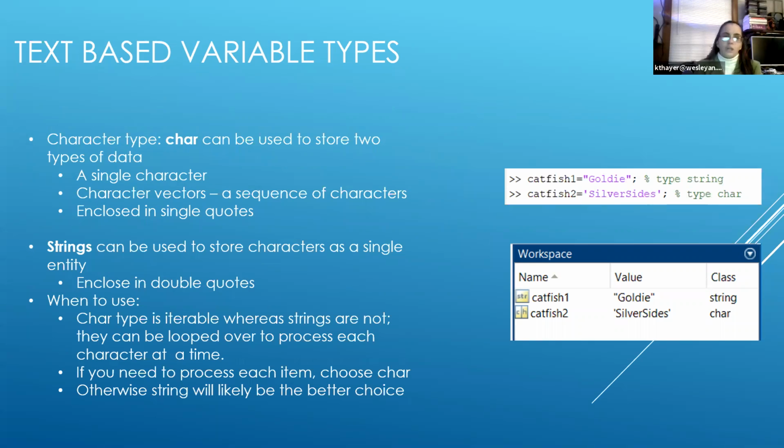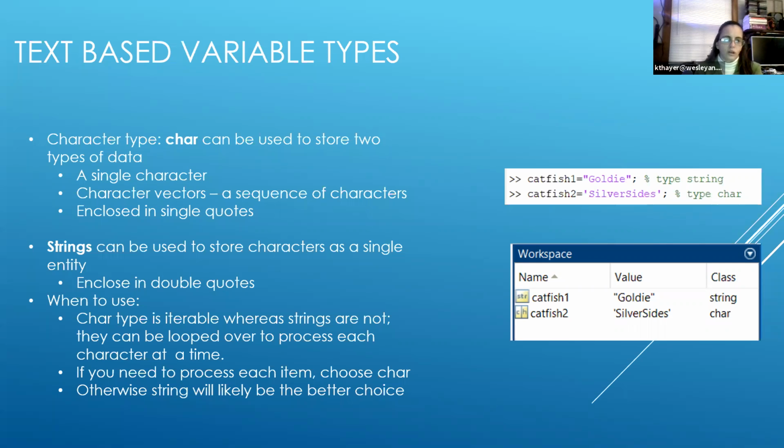There are also text-based variable types available in MATLAB. So the character type is char, which can be used to store two types of data, that is a single character or character vectors, which is a sequence of characters. These are enclosed in a single quote. Those of you who may be familiar with Python are probably accustomed to using the single and double quotes reasonably interchangeably. MATLAB is a little bit different and does treat them distinctly, so it's important that you note that difference.